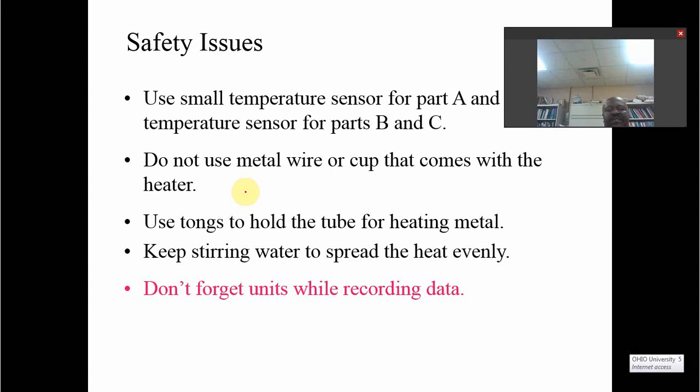Safety issues, well, don't burn yourself. Watch out for the temperature sensors so they don't come close to the heating sources. And as you do the experiment, remember you're trying to mix things, so keep stirring it at all times. And yeah, there's nothing dangerous here, but we're still required to wear our goggles as long as we're in the lab. So for this lab, most of the calculations you do in the lab and answer the questions in the lab. So do all that you're supposed to do in the lab before you leave the lab.